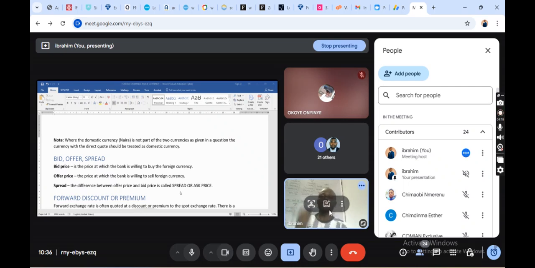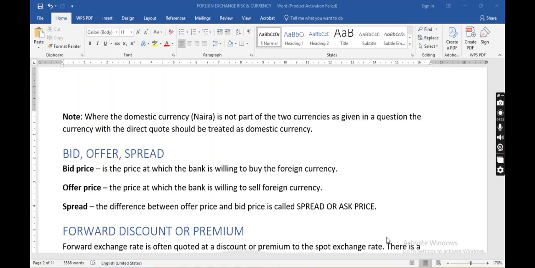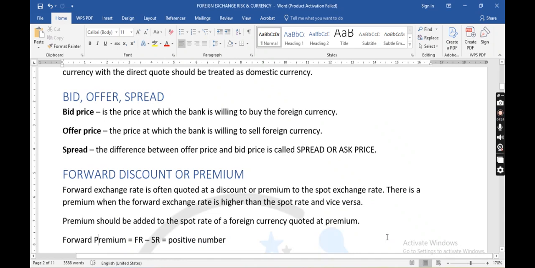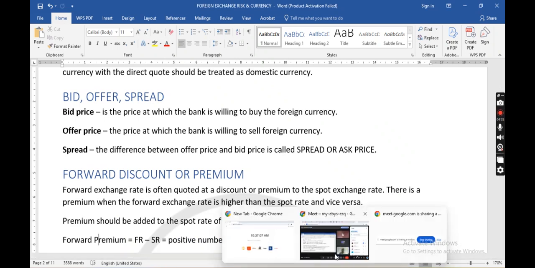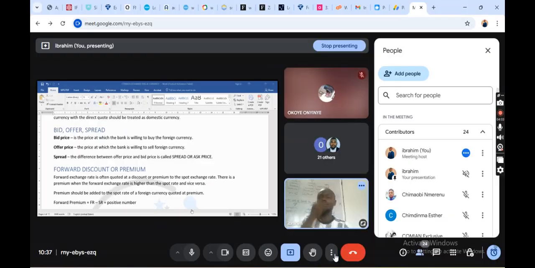Now, we move further to bid and offer, right? These are just the definition of terms. Bid price is the price at which the bank is willing to buy the foreign currency. And don't forget, when you have a foreign currency, you have $1 for instance, or $100 for instance, right? How much is the bank willing to buy that particular $100?